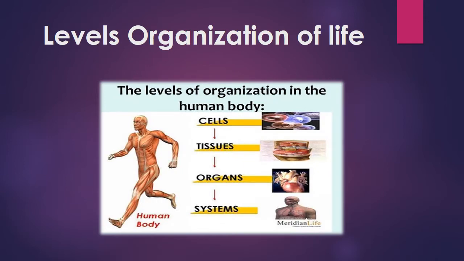Two is that different cells combine together to form tissues. Then the tissues, groups of tissues like brain tissues, muscle tissues, combine to form organs, and then the organs form organ systems. So this is all about your topic today.